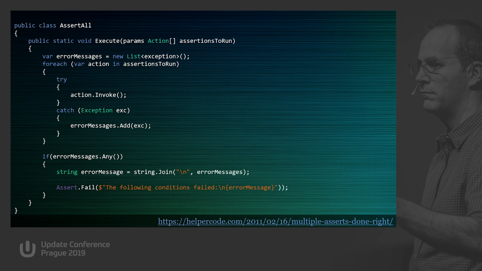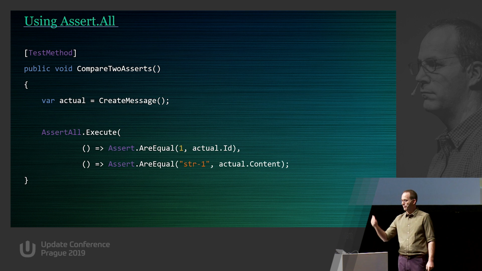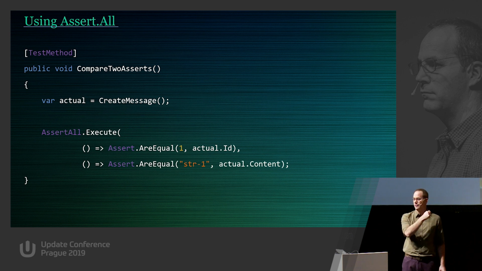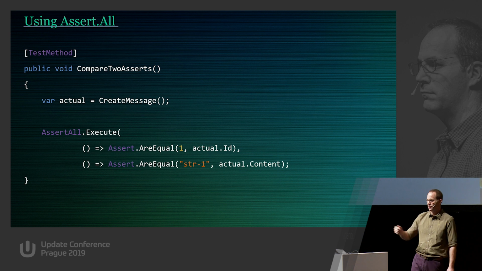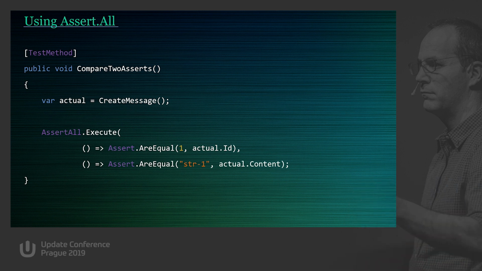And then I can write something that looks like this. I have a bunch of asserts, and if they fail, I'll collect all the exceptions back, and then throw them together. And you get all the information. The ID is wrong, and your actual content is wrong as well. And that's cool.